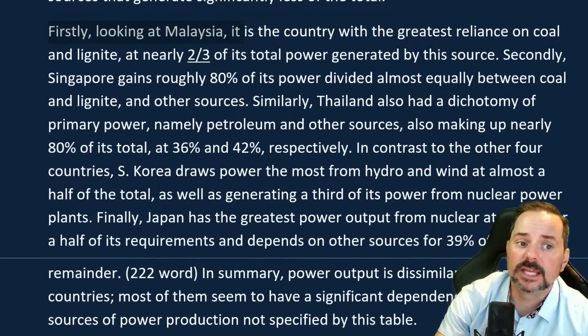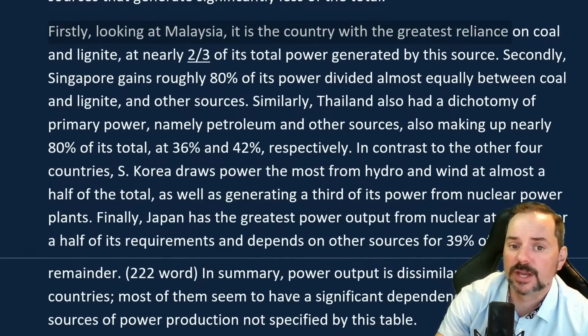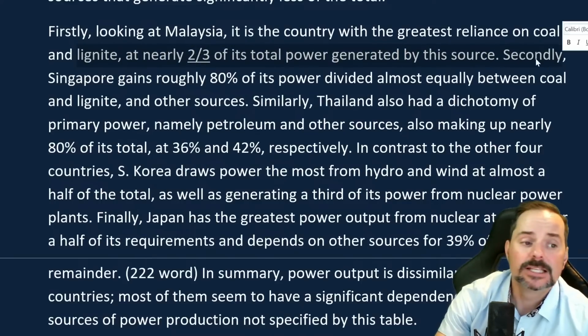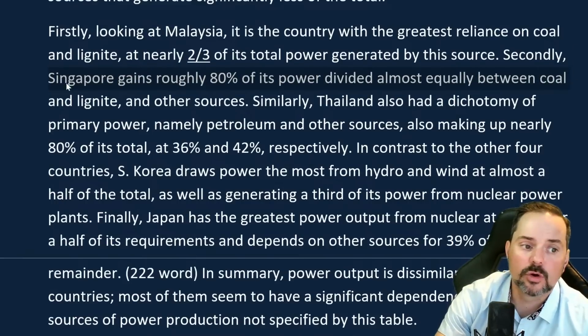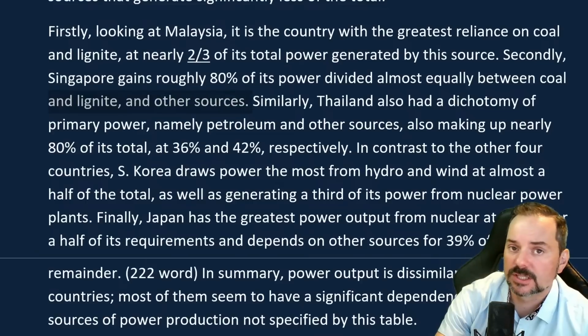Firstly, looking at Malaysia, it is the country with the greatest reliance on coal and lignite, at nearly 2/3 of its total power generated by this source. Secondly, Singapore gains roughly 80% of its power, divided almost equally between coal and lignite and other sources.